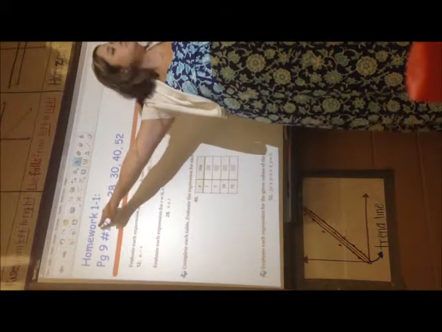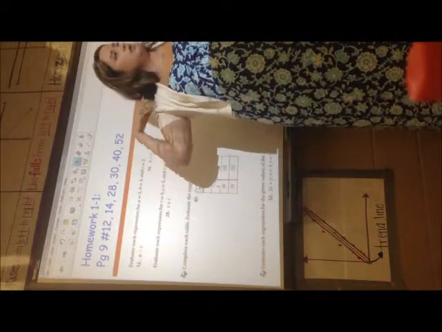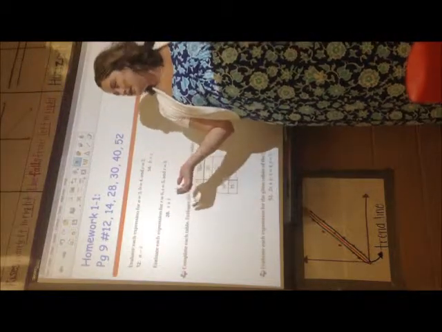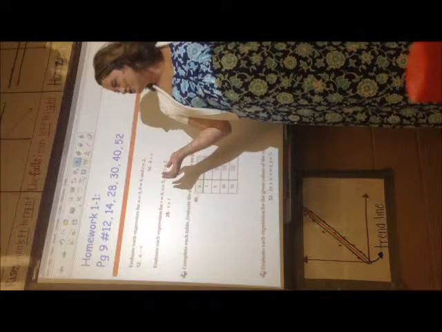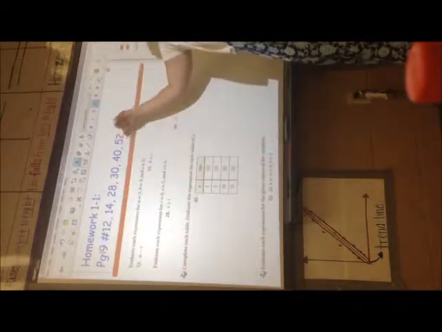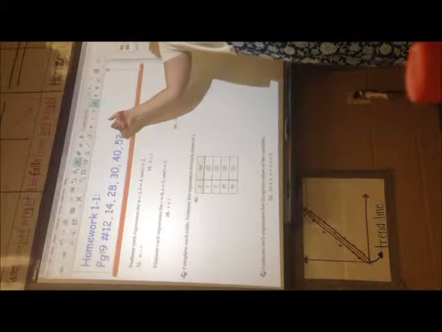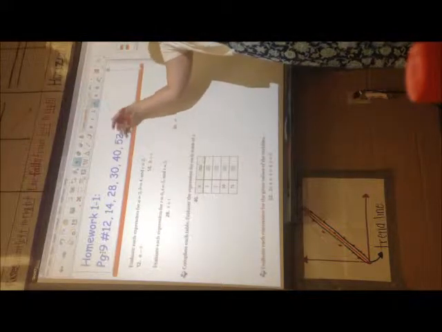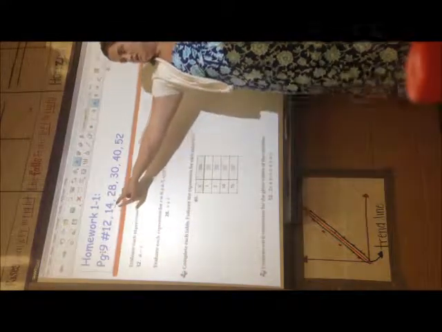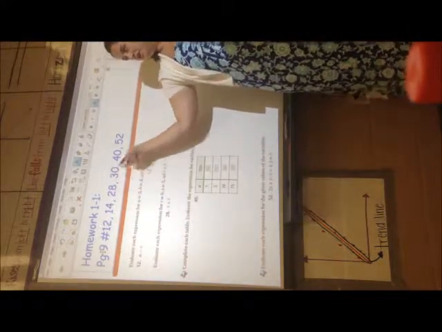You don't have to write the whole word, you can just write HW. And then also, I need for you to write this part. Now, normally I will not make you write this whole part right here. I am going to get a calendar to you, but until I get the calendar to you, I need you to write this down. So also write down page 9, number 12, 14, 28, 30, 40, and 52.